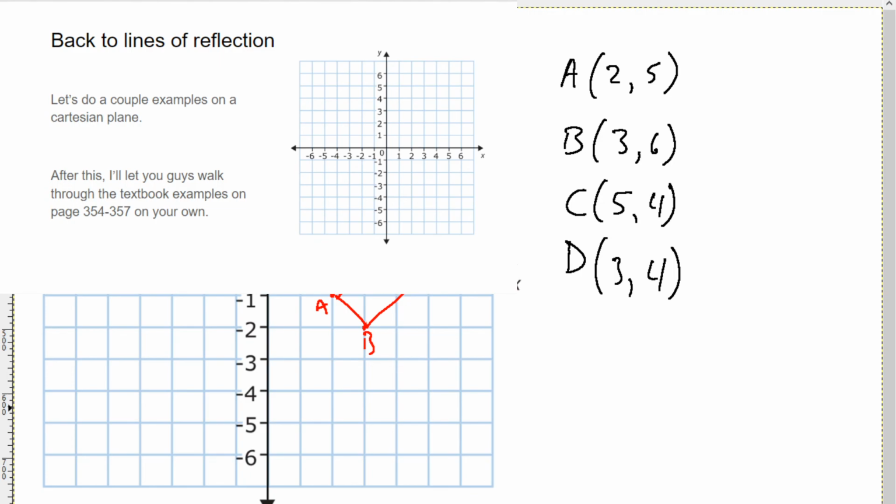So after you're done watching this, or I suppose right now if you want, go check out the examples on 354 to 357. Pay special attention to example 2, I believe. Yeah, example 2 and example 3. Because those are reflections, those are the things I think you guys will have a little bit more trouble with. I think most of you understand the idea of a line of symmetry. And that's it for this video. Cheers, guys.